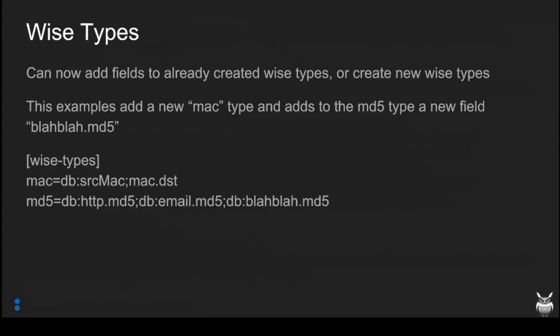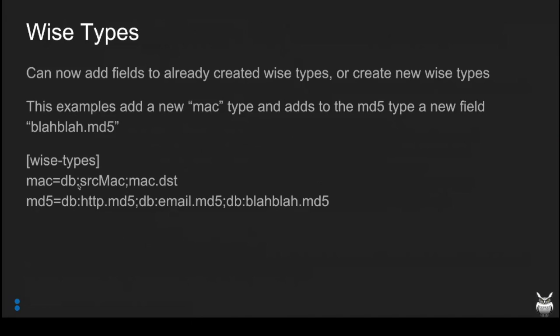I mentioned this earlier, but Wise now supports the ability to search almost any field type. And there's two things that you can do with this. You can also add fields to established Wise types. So in your configuration file for capture, here we have two examples. One where we create a new one, which is this MAC type. We're just going to call it MAC.